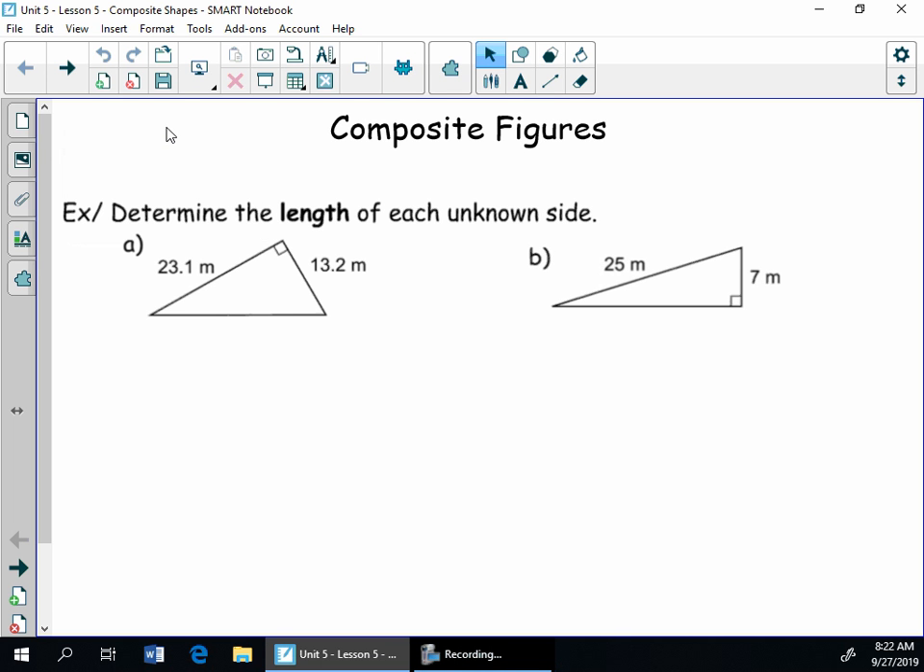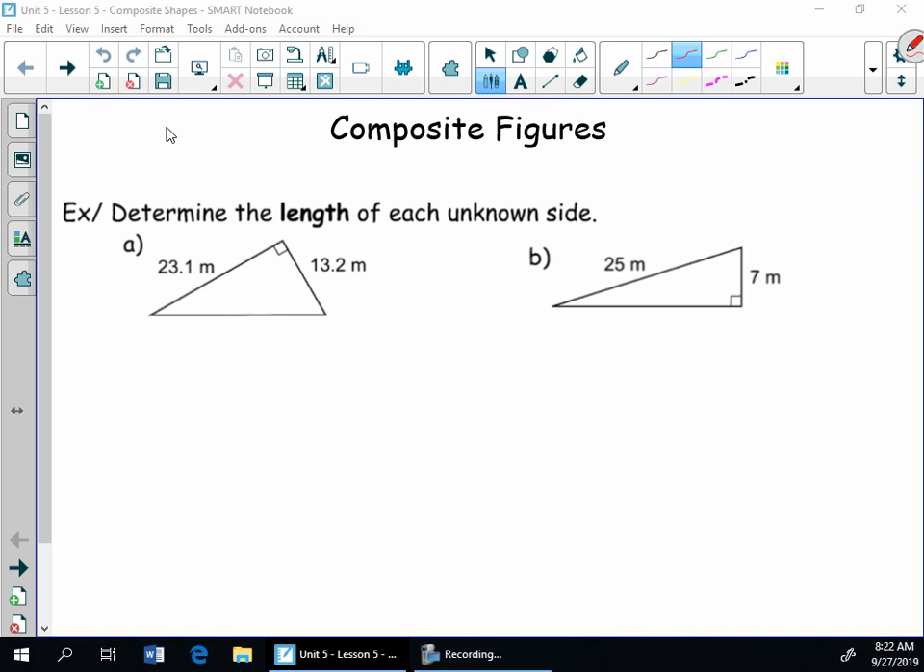Today we're going to take a look at composite shapes. A composite shape is just a shape that's composed, hence the name composite, of other smaller shapes, probably nicer shapes. Before we get started with that, we're going to talk about Pythagoras real quick, because we're going to have to use that whenever we get triangular shapes and we have unknown side lengths.